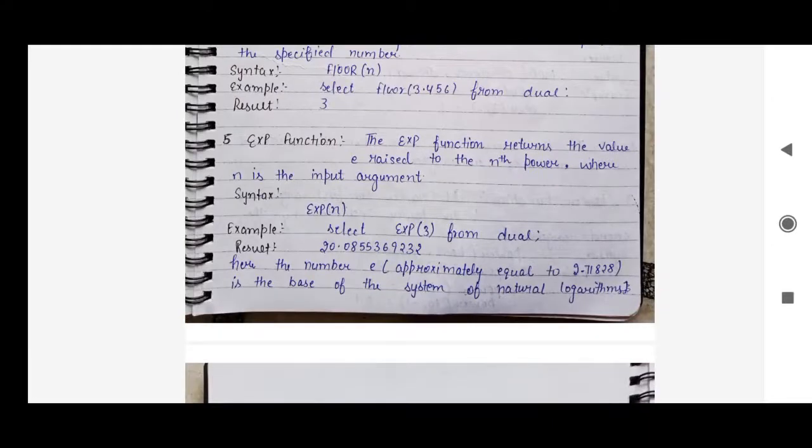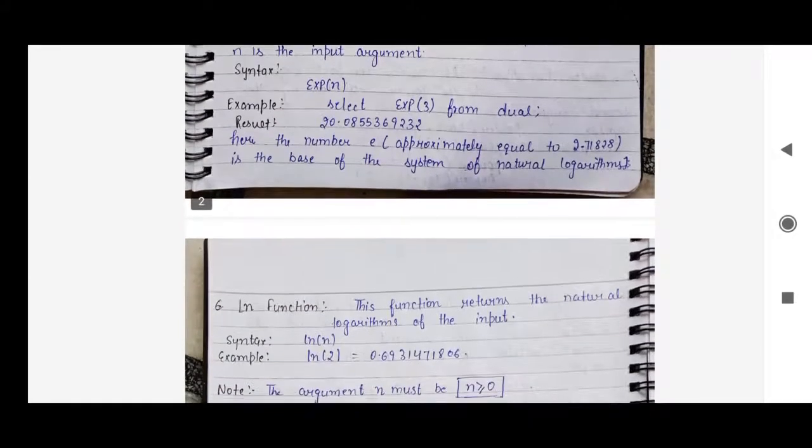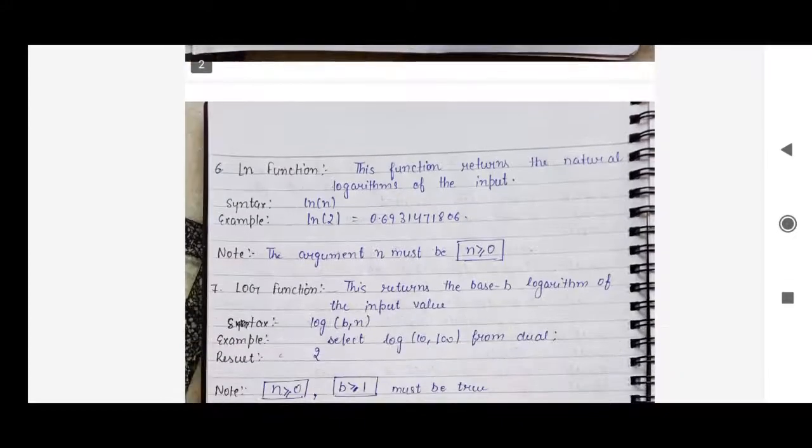Next is the exponent function. It is used to find the exponent value. Let's suppose it's the exponent of 3. The exponent of 3 is 20.08 and so on. So this is the use of this exponent function.